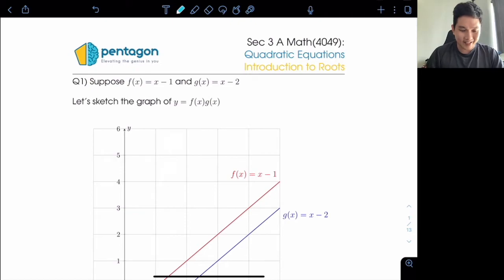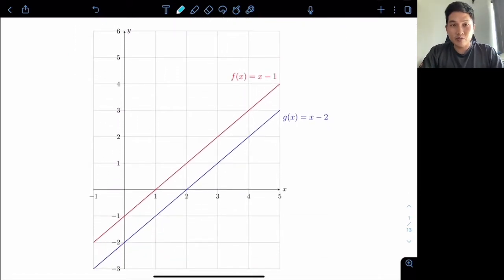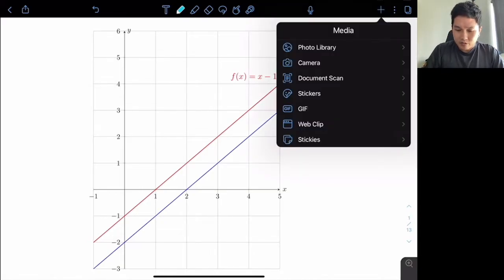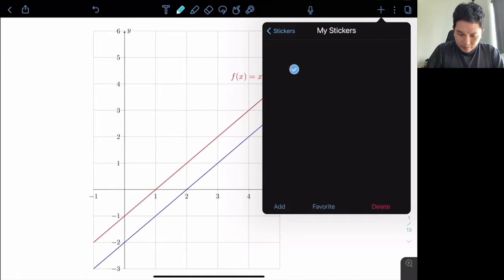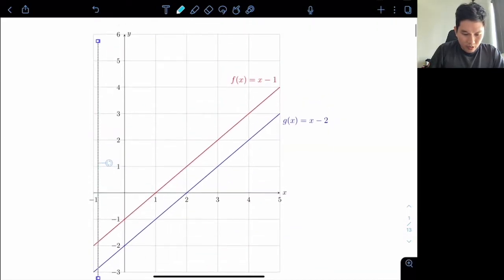So let's get started. Now, over here, I have two straight line graphs, y equals to x minus 1, y equals to x minus 2, which are the exact example from the last video. So now I'm going to talk about how can we multiply two straight line graphs together. What's important is that we're going to look at each and every y coordinate of the red and the blue graph. And how I'm going to do that is I'm going to actually use a straight line here just to help you for a start to take a look here.